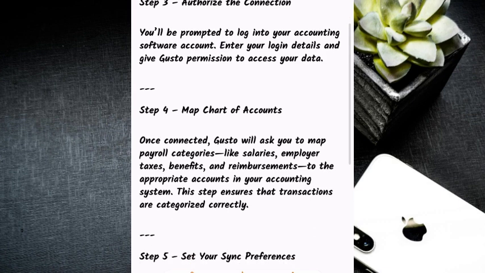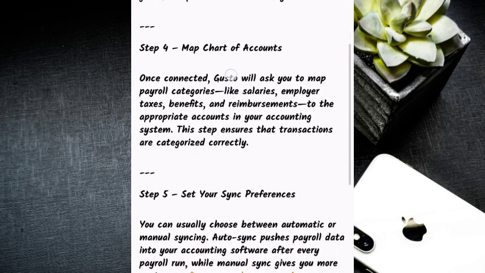Step 4, map chart of accounts. Once connected, Gusto is going to ask you to map payroll categories like salaries, employer taxes, benefits and reimbursements and such, all to the appropriate accounts in your accounting system. This step ensures that transactions are categorized accordingly.